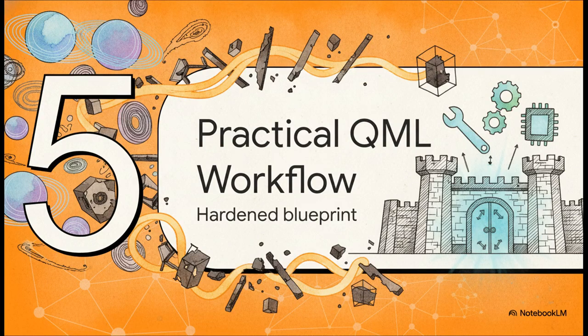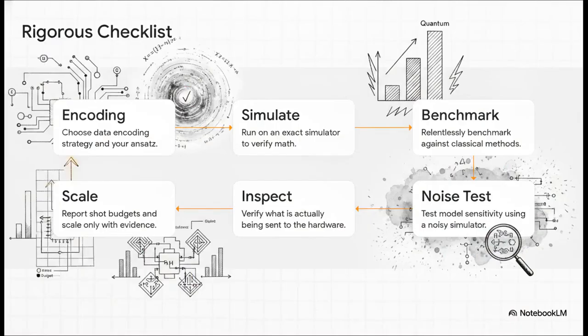Let's bring it all together in Section 5, a practical QML workflow. Here is your hardened engineering blueprint. If you're going to dive into QML responsibly today, you need a rigorous checklist. So here it is. Step 1. Carefully pick your data encoding strategy and your ansatz, your circuit architecture. Step 2. Run the whole thing on an exact simulator first, just to make sure the math actually works.